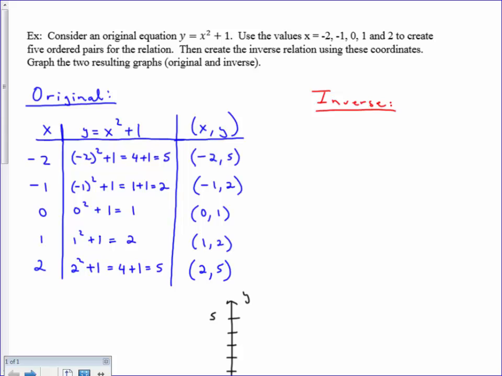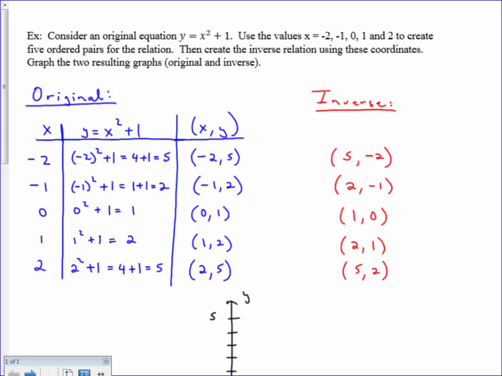To find the inverse relation, I would take each of these 5 ordered pairs and I would invert them, meaning I put the y coordinate first as the new x coordinate, and then the x coordinate second as the new y coordinate. So just reverse the order of your x and y to find the ordered pairs for the inverse. So it would be 5, -2, 2, -1, 1, 0, 2, 1, and 5, 2.